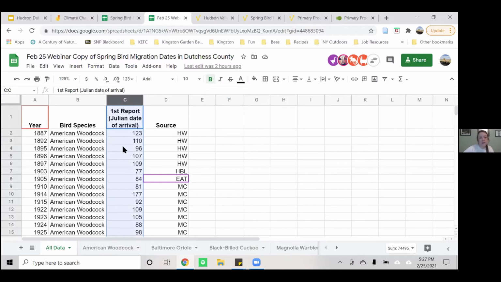So for example, in 1887, the American woodcock was seen on the 123rd day of the year, which would be, I don't know, probably early April. And then the next year, it was seen on the 110th day. So that was probably mid or late March.